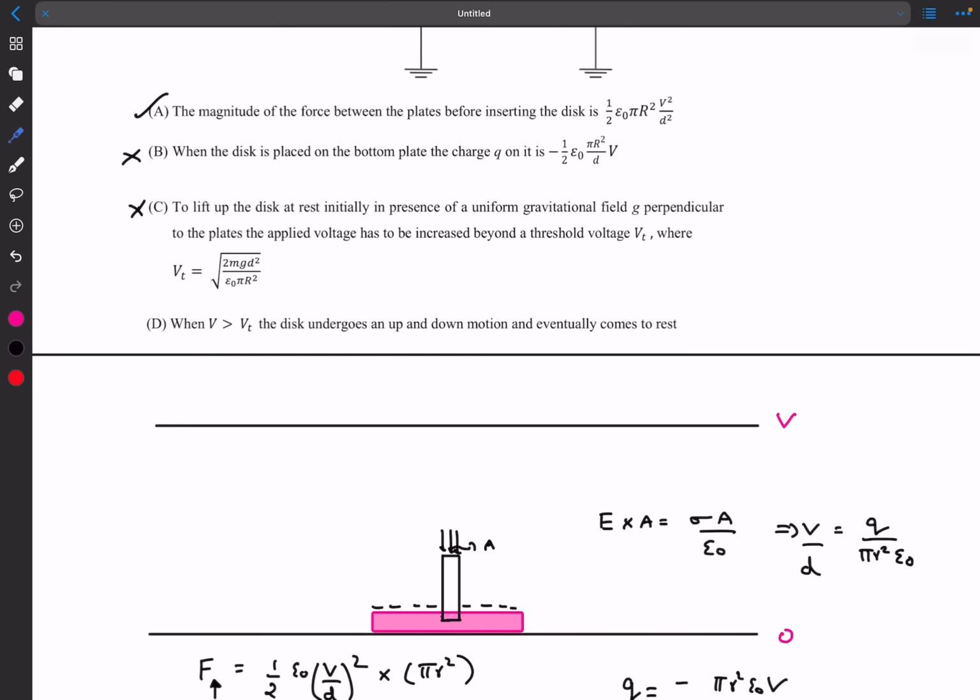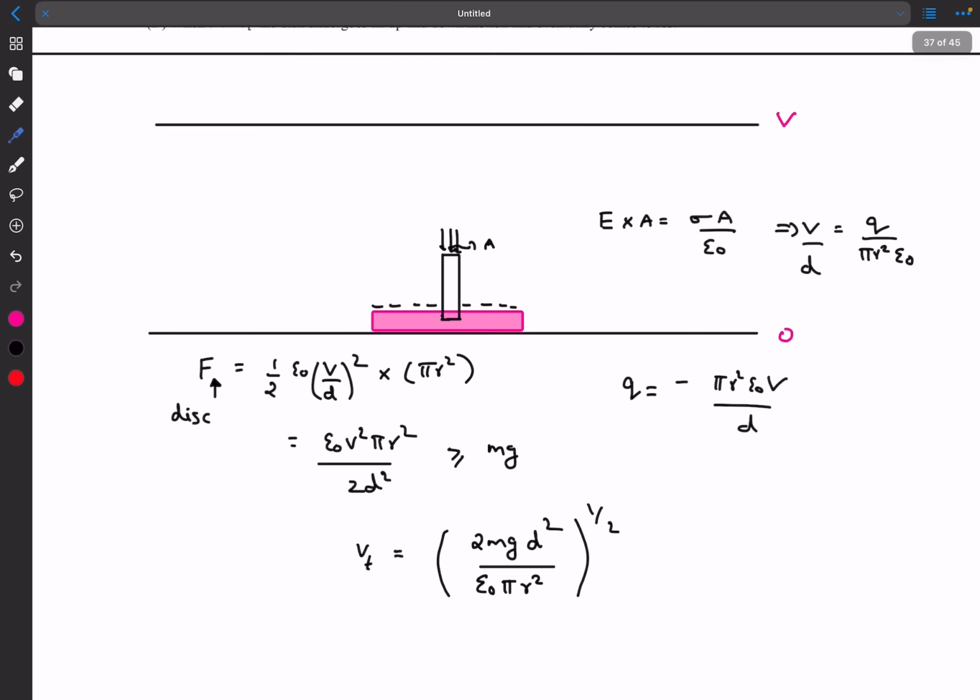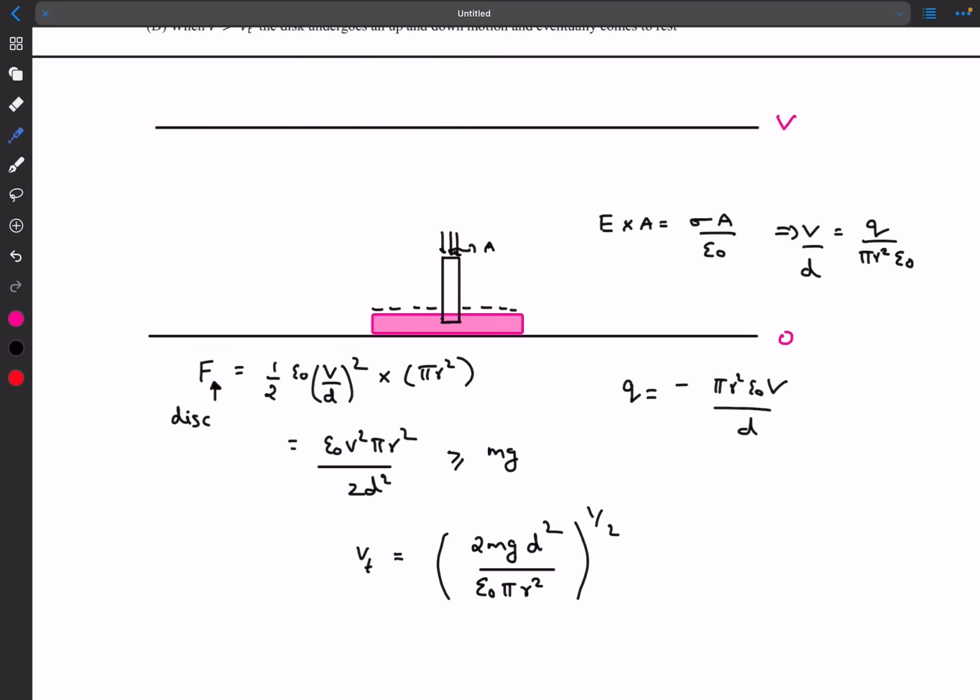And now in option D, they're saying when V is greater than Vt, the disk undergoes an up and down motion and eventually it comes to rest. So when V is greater than the threshold voltage, the disk will start rising. And of course it will have some positive acceleration in the upward direction. So it will keep accelerating till it collides with the upper plate. In the IPhO problem, they gave the coefficient of restitution in this case, so we'll assume some energy to be lost in the collision.